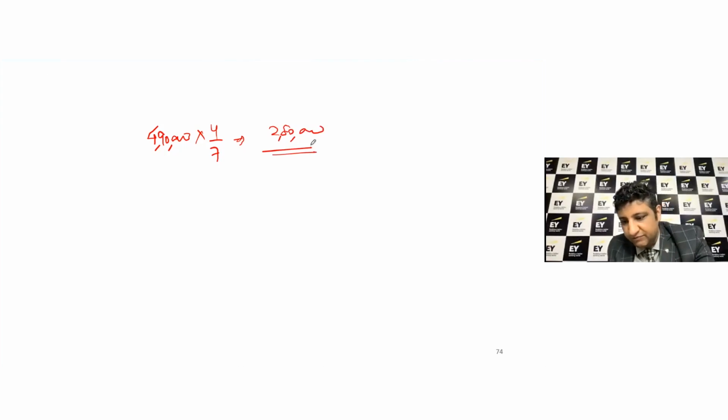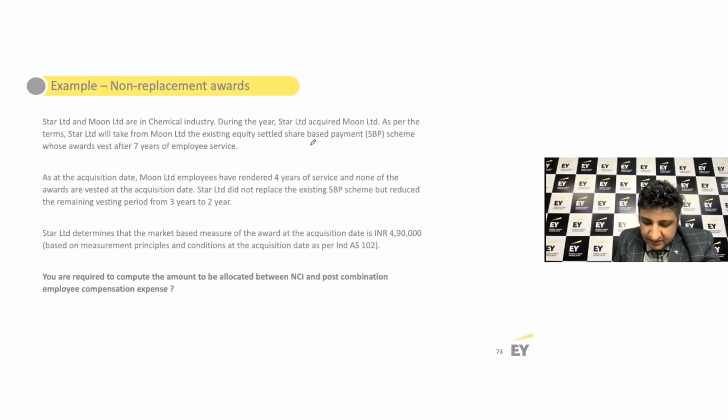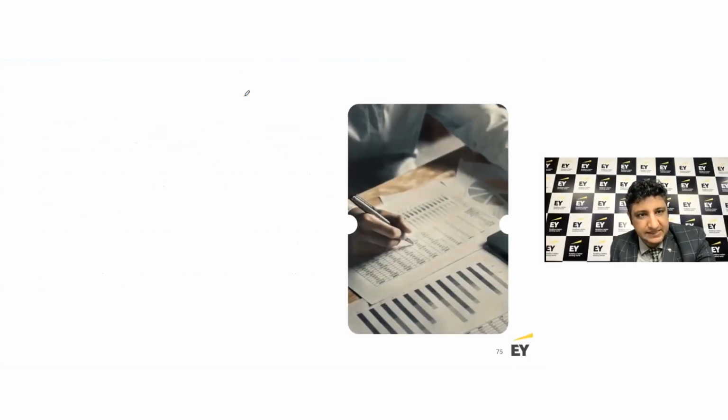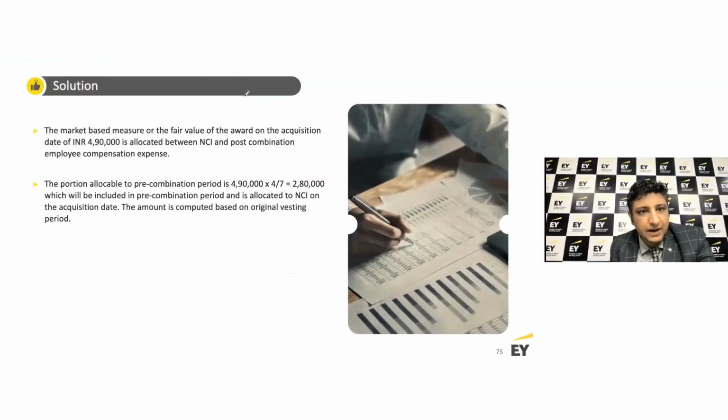Now, what we are saying is that since there is no replacement award around it, this 2,80,000, for example, would become a part of your pre-combination period, as we have done in the earlier calculation, and it is simply allocated to the NCI on the date of acquisition, right? This is purely based on your original vesting period there, right?